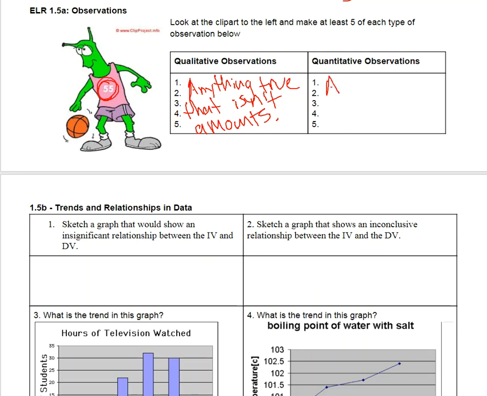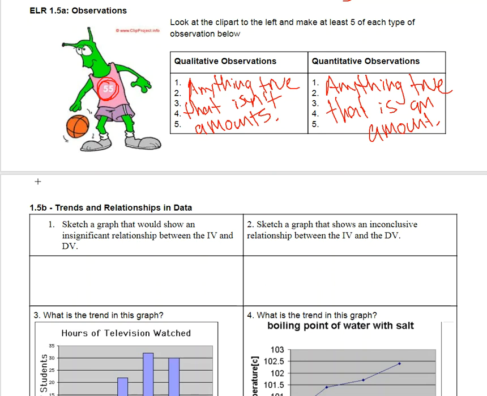For quantitative, that's anything true that is an amount. So he has 2 legs, 2 shoes, there's 1 ball, he has, looks like 3 fingers on his hand, he's got 2 antennae, he's got 2 eyes, anything that's an amount.